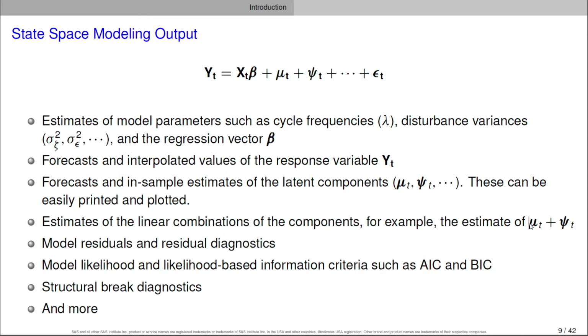In the output, you also get model residuals and the residual diagnostics. You get model likelihood and likelihood-based information criteria such as AIC and BIC, which are useful for model comparison, and also structural break diagnostics and many other things.